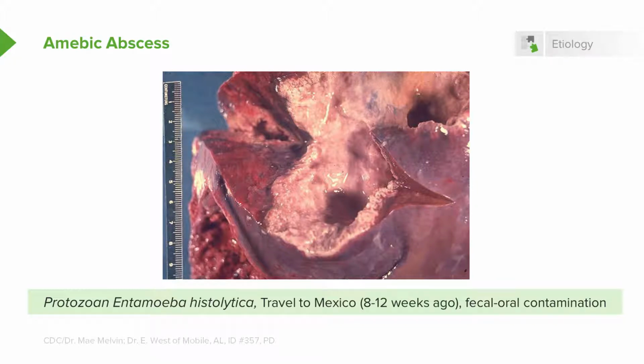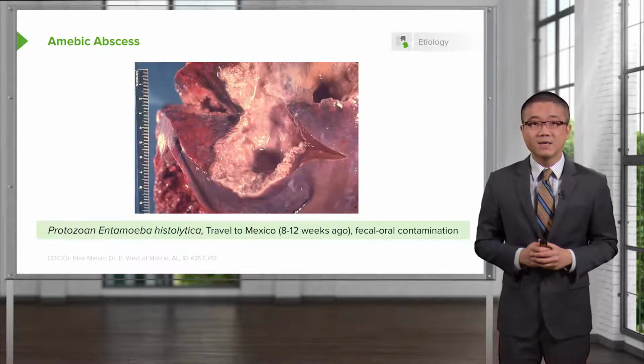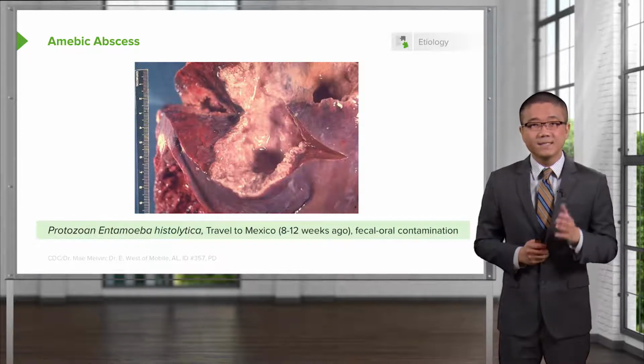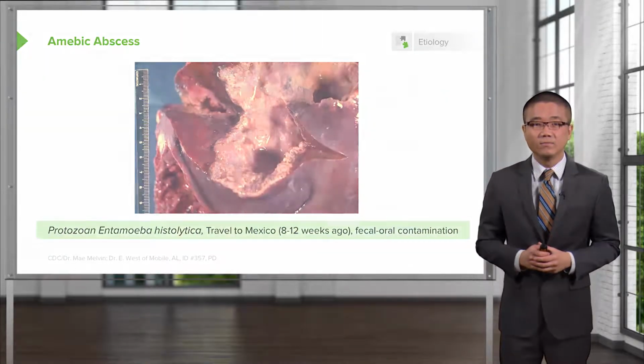Amebic abscesses are classically associated with some recent travel to endemic regions, usually in the subtropics, such as Mexico or India. The organism involved is a protozoan, Entamoeba histolytica. Symptoms usually appear between 8 and 12 weeks after the exposure, and it's suspected to be a fecal-oral contamination.